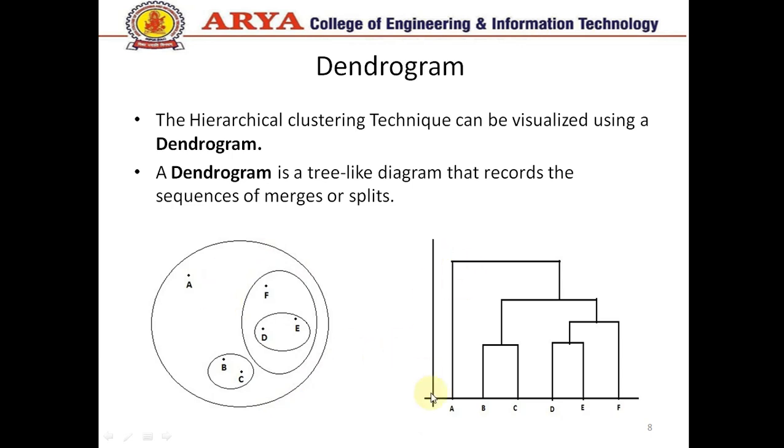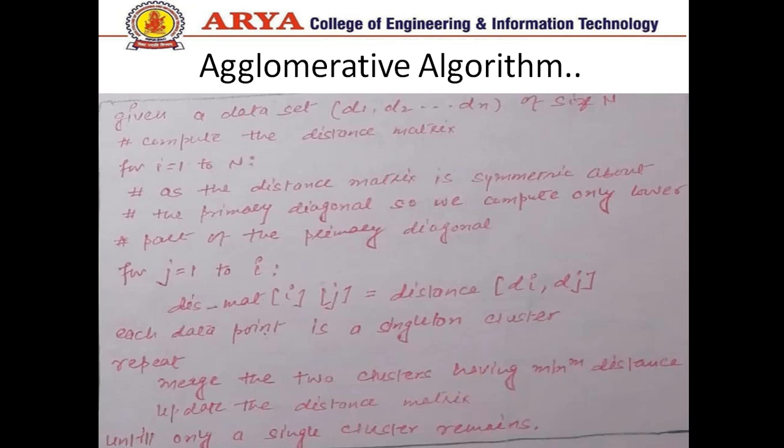Now we plot a graph on the x-axis and y-axis. We put all the data sets accordingly. We can also put data sets according to the cluster forms, like B and C first, then D and E, then D, E and F, and then you can add all the elements. So that is the algorithm related to the agglomerative approach.